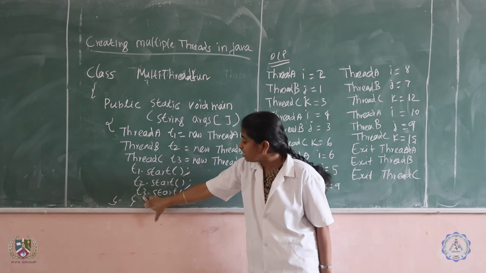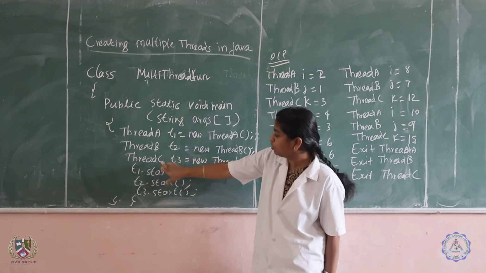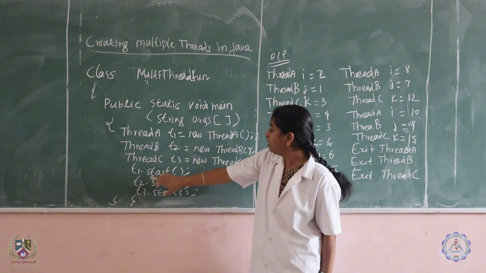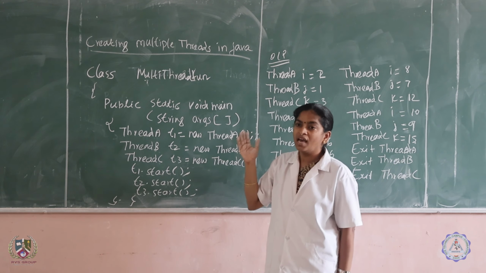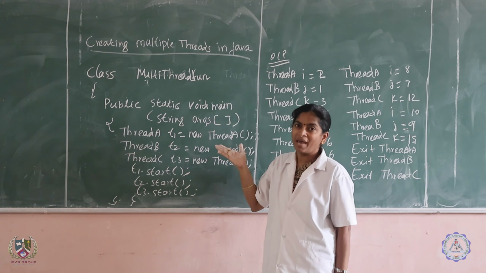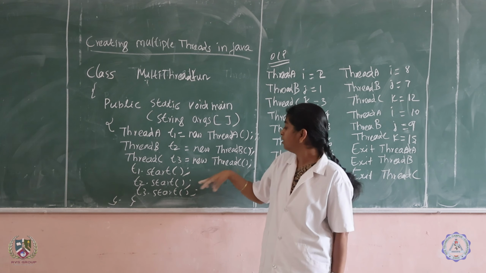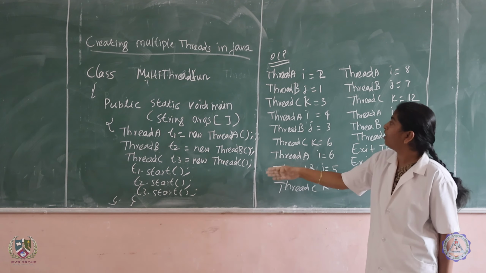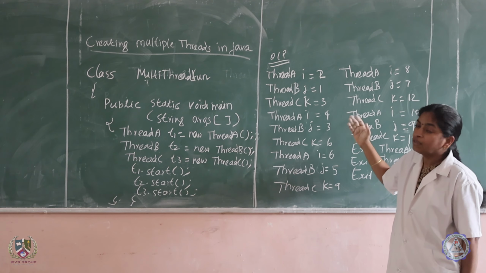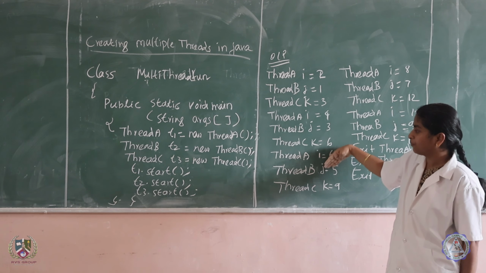Next, T3 dot start automatically calls the run method used in the thread C class. In the thread C class run method, we are multiplying numbers by 3, so 1, 2, 3 for 5 times. Next, what is the output of this program? It is thread A, thread B, thread C. Totally we are using 3 threads.